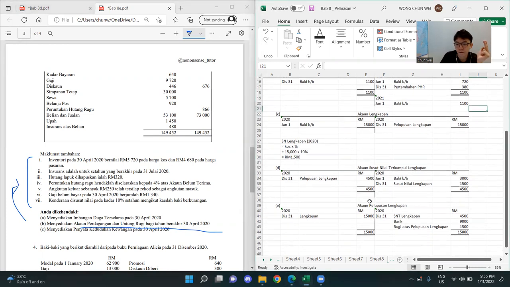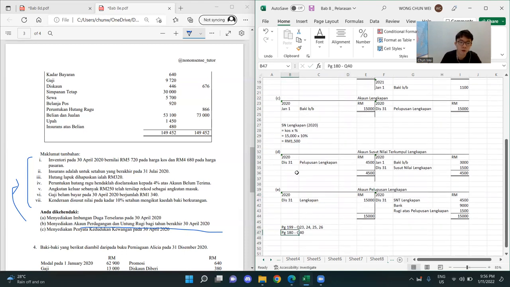Okay, so before I let you go, let me give you the homework for today. Page 199, you have to do question 23, 24, 25, 26. Okay, and then page 180, you do a question 40. So this question 40 is a warm up because I want to refresh your memory for all the format for account berdengan dan untung rugi and also a PKK. So you have to do this question 40.